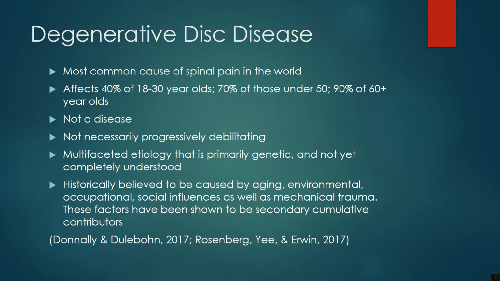It's historically been believed to be caused by aging, environmental factors, occupational influences, and social things such as smoking and mechanical trauma. But research has shown that these factors are actually secondary cumulative contributors, and the primary etiology is genetic. Some people possess genetic factors that predispose them to premature degeneration of their discs.